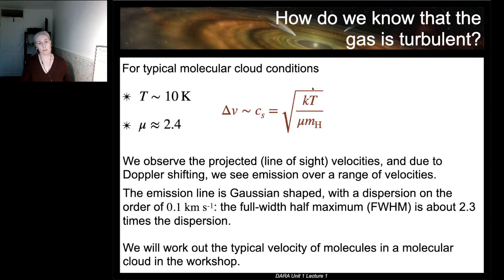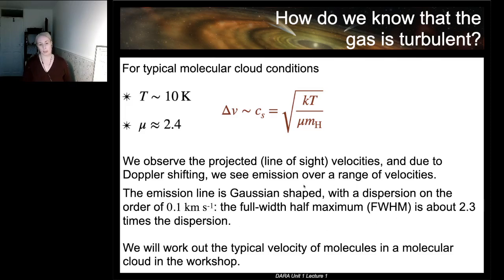So K is Boltzmann's constant times the temperature divided by mu mh, where mu is this mean molecular weight, and mh is the atomic mass unit. So we're looking at molecules that are moving with slightly different velocities along the line of sight, and the light that they emit is Doppler shifted because of their slightly different velocities. And what this velocity distribution leads to is an emission line which is Gaussian shaped. It has a dispersion, so kind of a width, on the order of 0.1 kilometers per second.